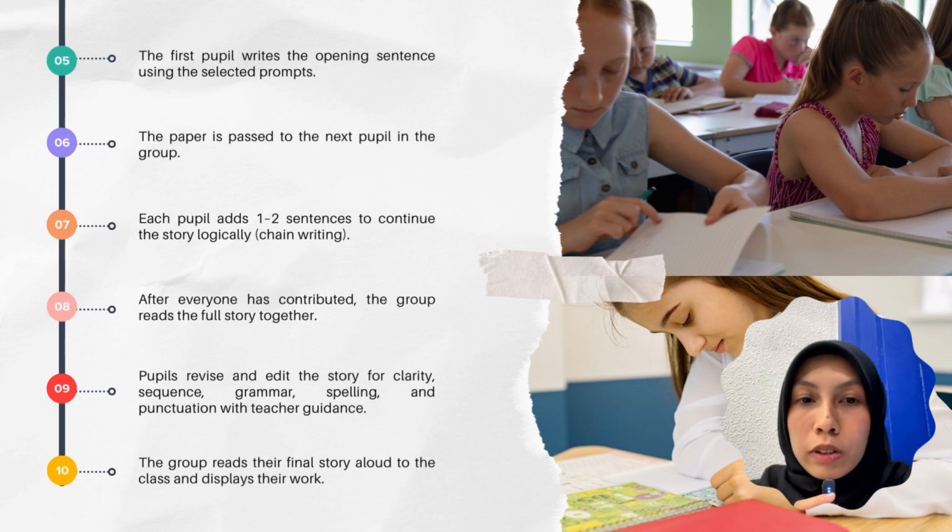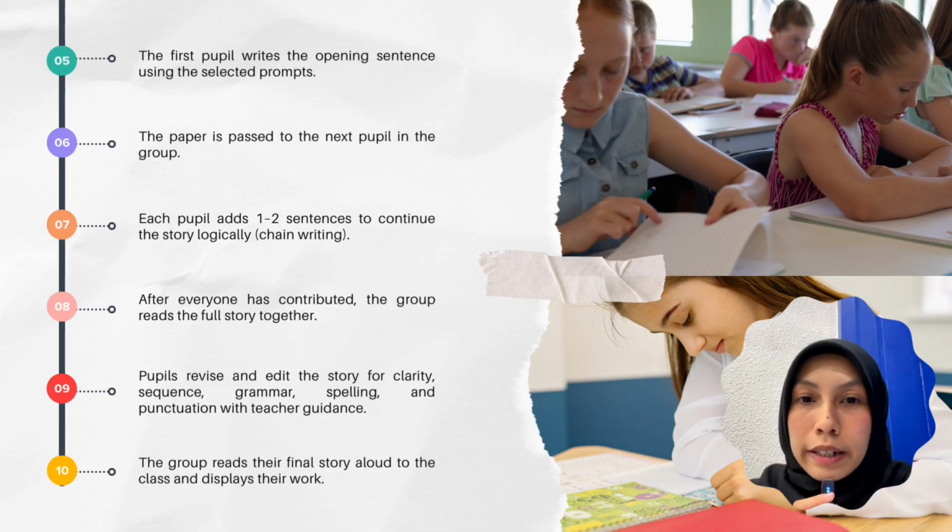And we move on to the next step, which is step 6. Paper is passed to the next pupil. This is where the chain writing begins. The paper is passed to the next pupil in the group, so this pupil reads the previous sentence carefully before adding a new sentence to continue the story logically.